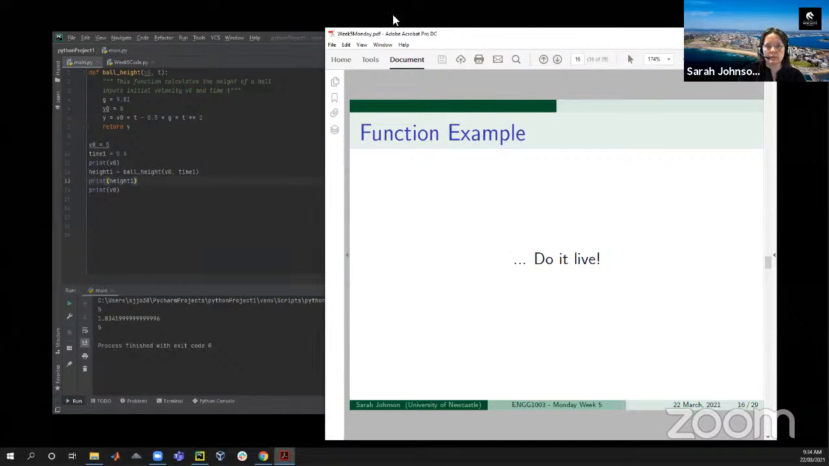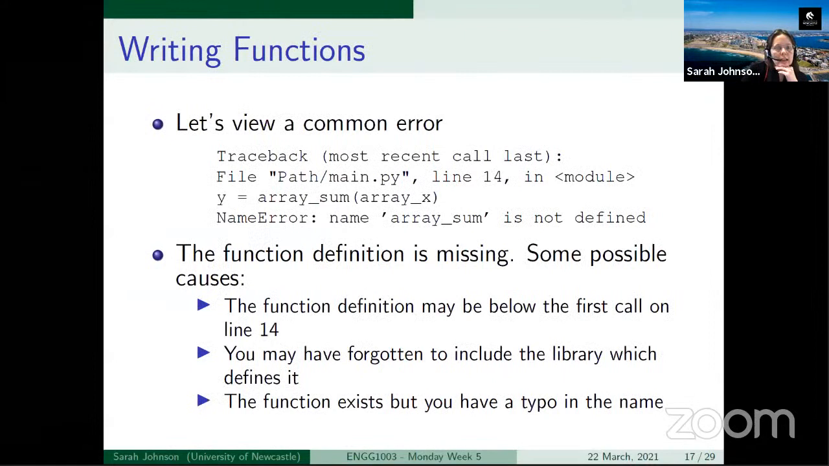So first of all, an error. Now, this is an error that we saw before when I defined the function after I called it. It's called a name error. It's telling me that I tried to call a function called ArraySum, and that ArraySum is not defined. So basically, it doesn't know. The function definition is missing.